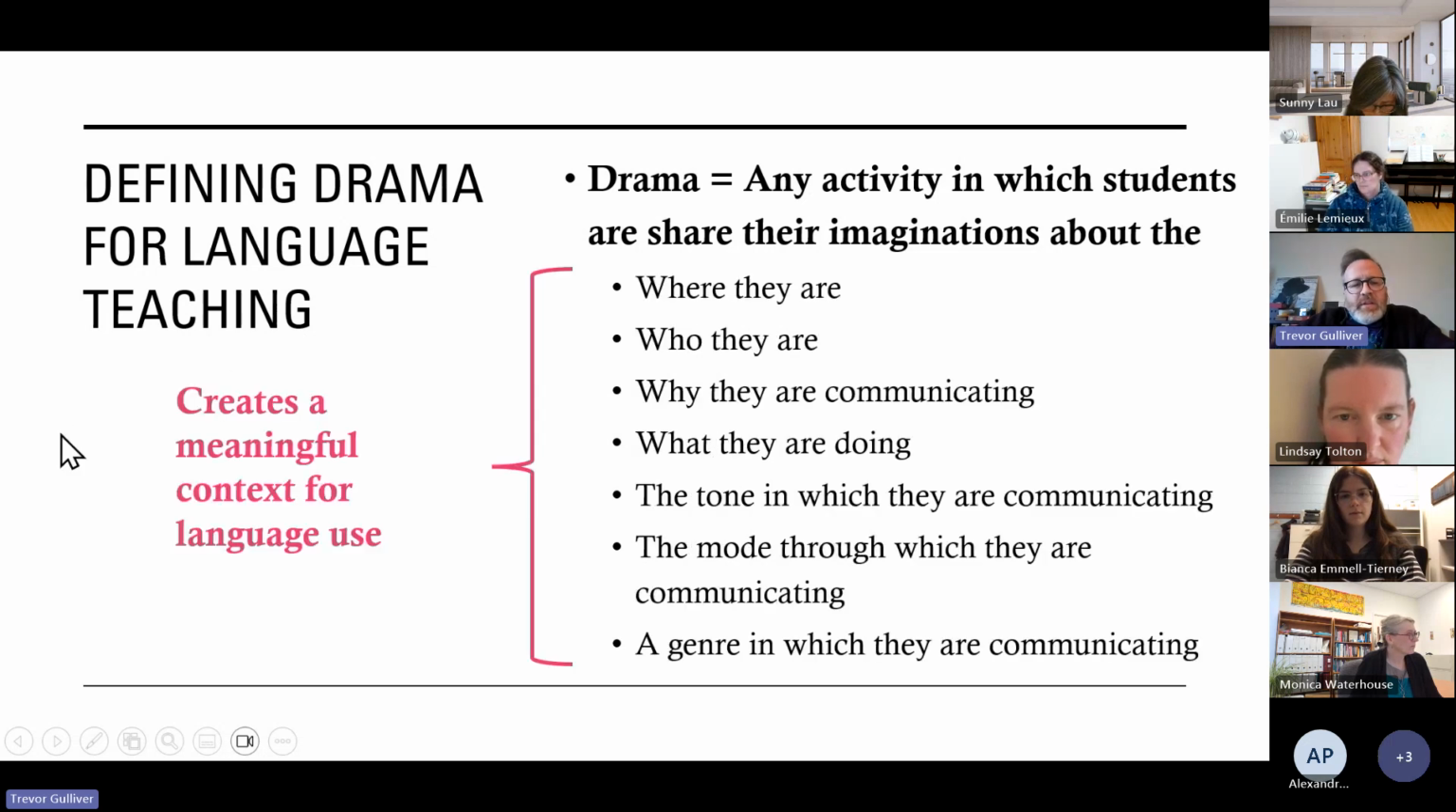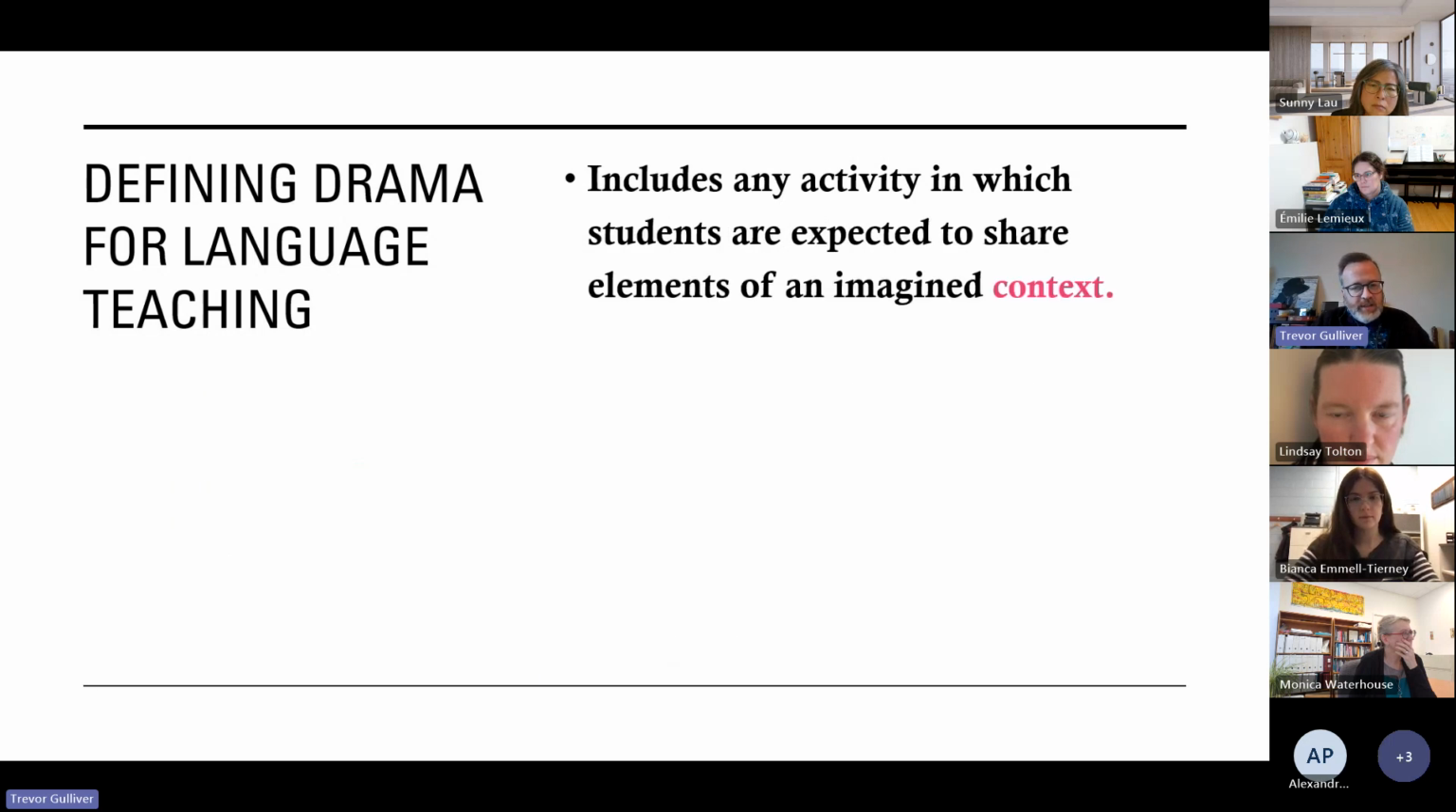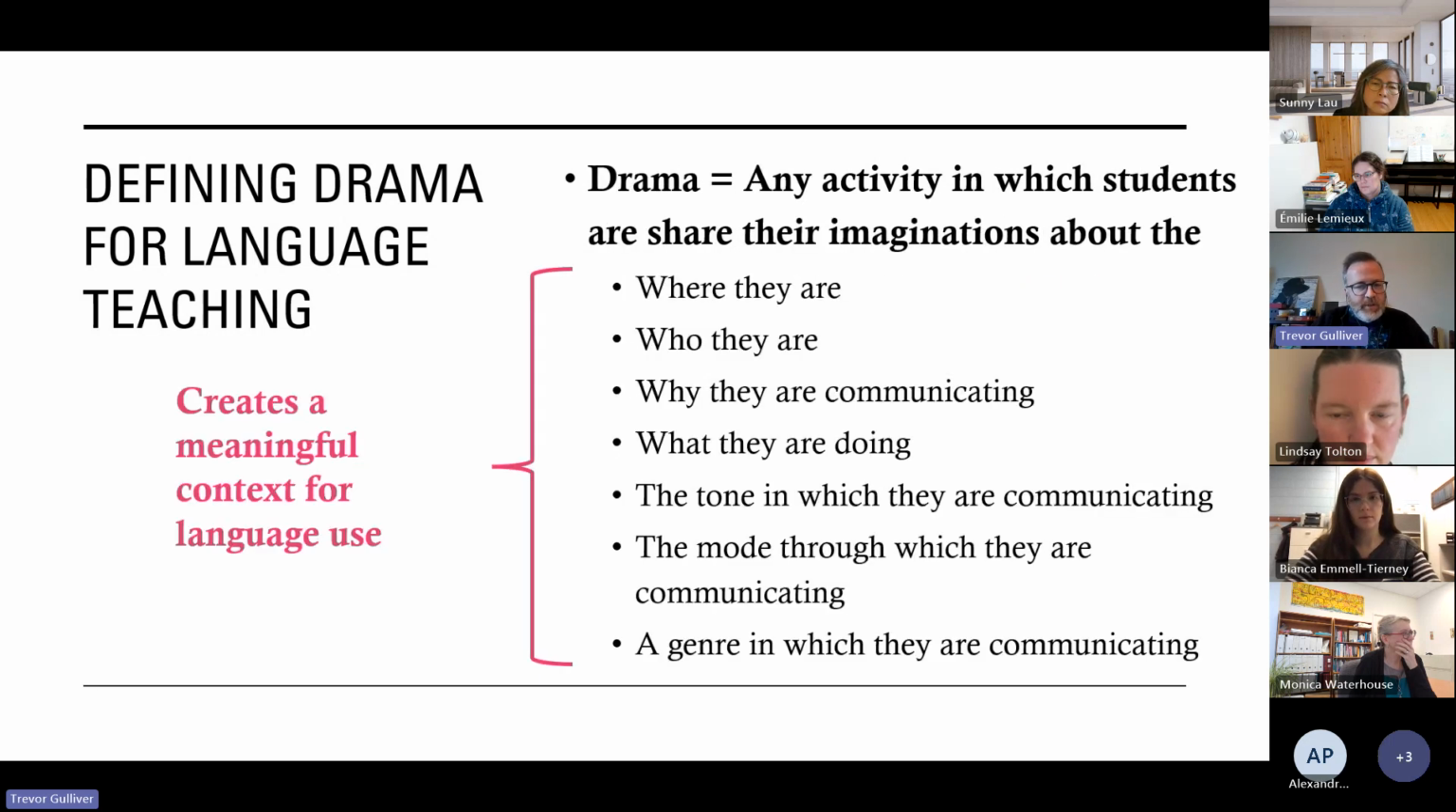So all of these things are about creating a meaningful context for language use. And drama activities sometimes have us pretend we're ourselves someplace else, or pretend we're someone else, or pretend we're trying to communicate for a particular purpose, or we're trying to do something, or pretend we're angry, pretend we're happy, pretend we're on the telephone, etc. We often end up having our students engage in activities in which they have to imagine something about the context. And all of these are really about the context.